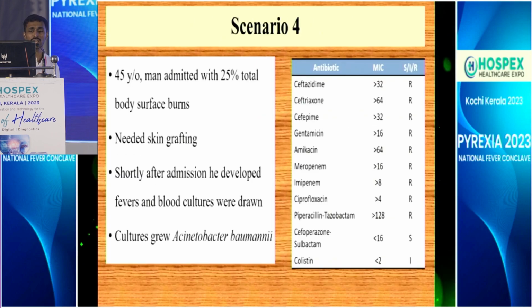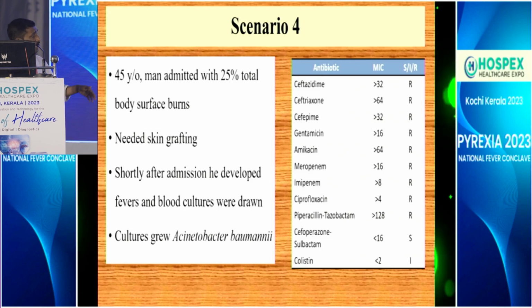So coming to the next scenario. Till now I have told about Enterobacteriaceae. In this scenario, the best drugs would be ceftazidime avibactam and aztreonam. Next is a 45-year-old man admitted with 25% total body surface burns, who needed skin grafting, and after admission the blood culture that was drawn grew Acinetobacter baumannii.